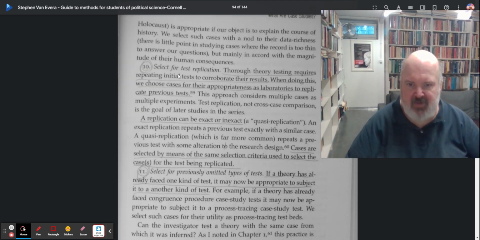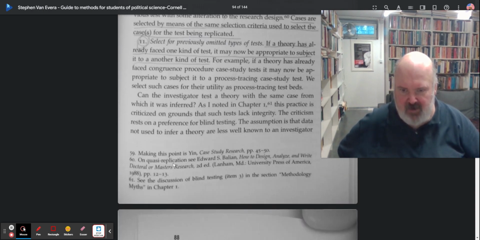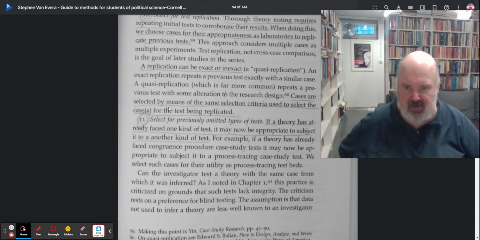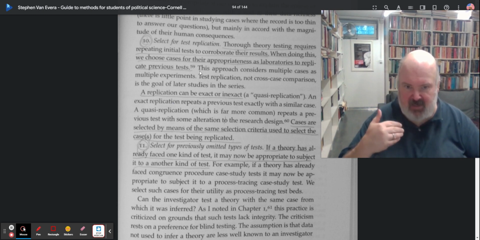Number 11, select for test replication. Although theory testing requires replication to corroborate initial test results, when doing this we choose cases for their appropriateness as laboratories to replicate previous tests. This is 59, a point made by Lin in his case studies. In other words, we look at things that can be replicated.